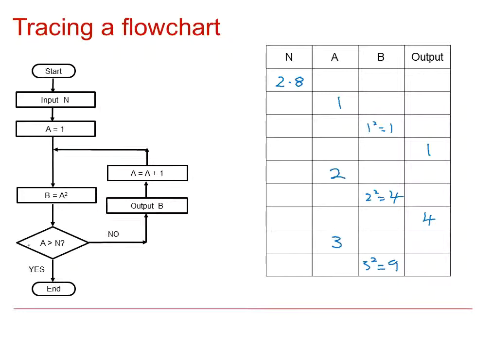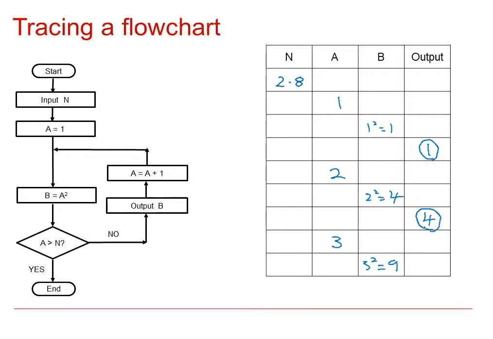Is a bigger than n? So is 3 bigger than 2.8? And the answer is yes, 3 is bigger than 2.8. So we go to the final termination instruction, which is to end. So the output for this algorithm is 1 and 4.